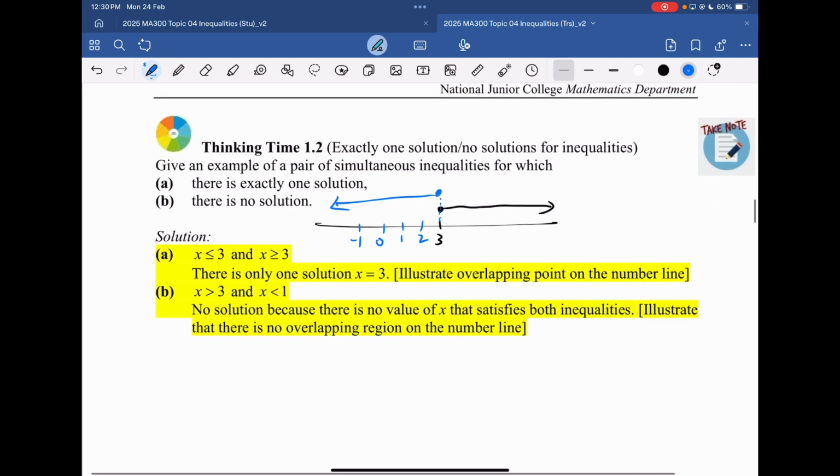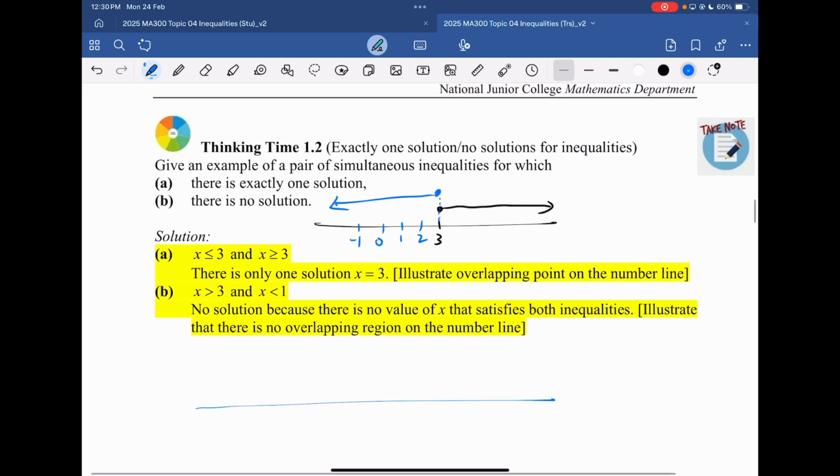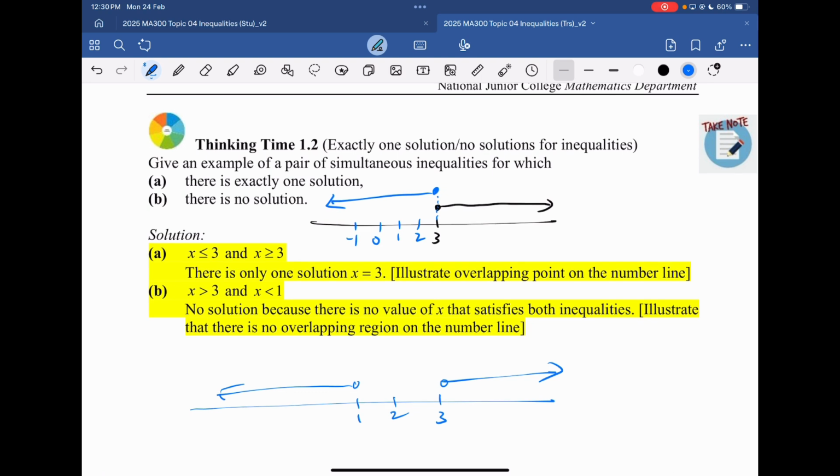What about x less than 1 and x more than 3? x less than 1, then 2, 3, it goes to the right. You see? Totally no overlap. On a number line, if there is no overlap, is there an answer or not? Don't have.